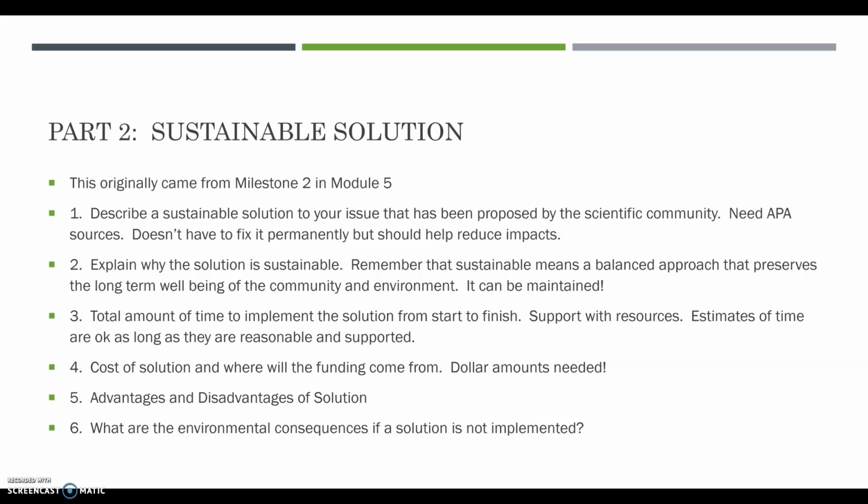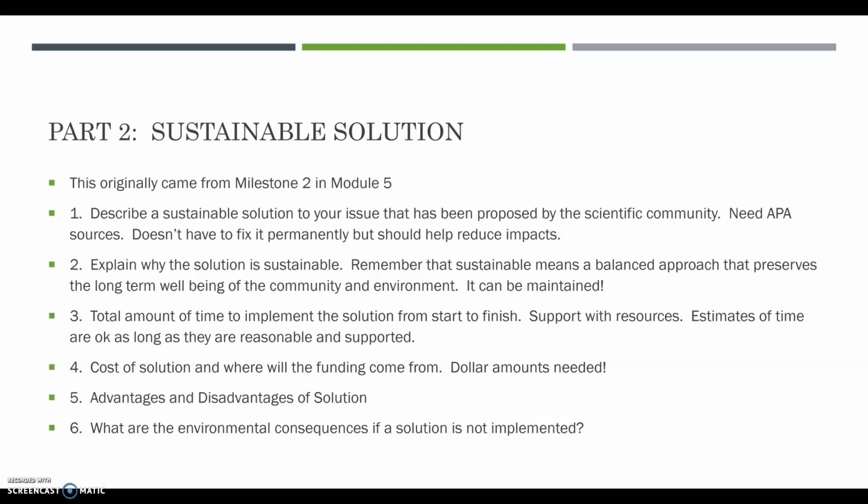Perhaps the solution hasn't been implemented yet. That's fine. But if you're talking about something that needs to be built, maybe a desalination plant needs to be built to solve the drought issue, you need to find some kind of evidence that talks about how long it takes to implement a desalination plant.